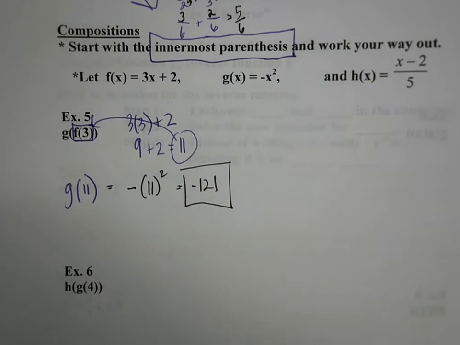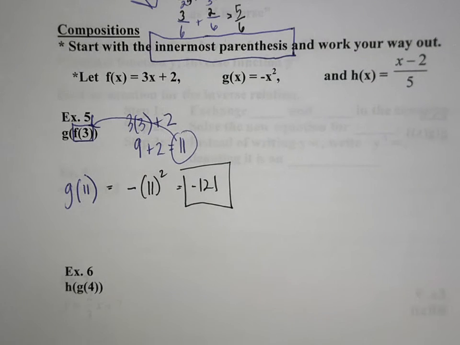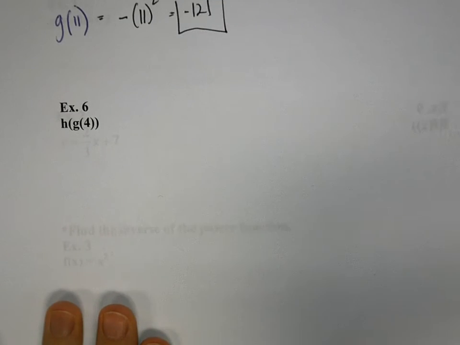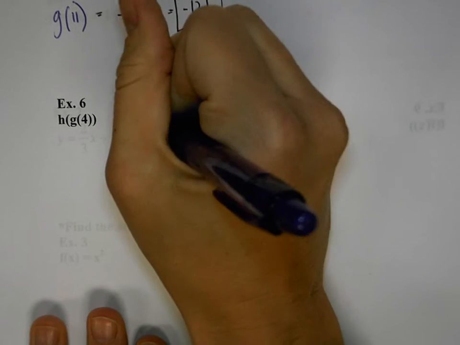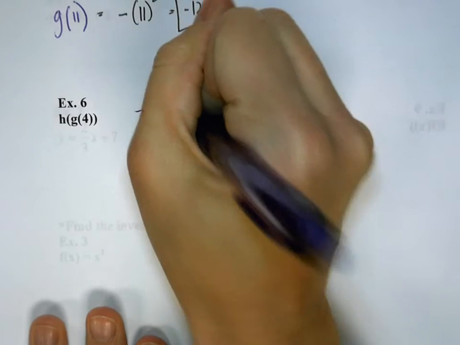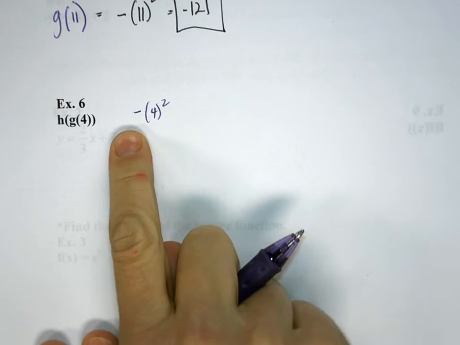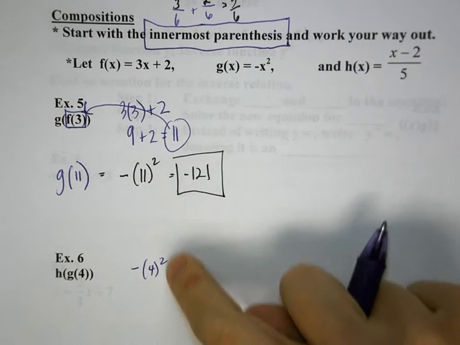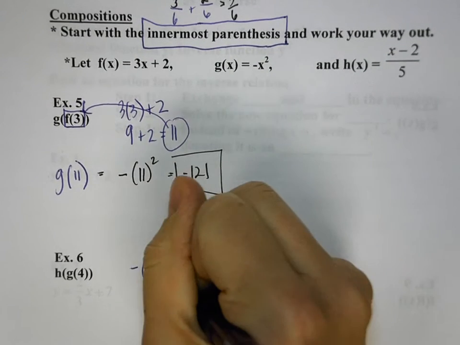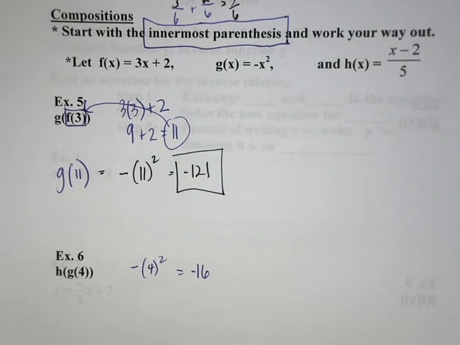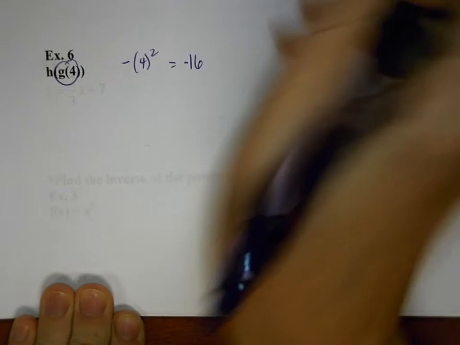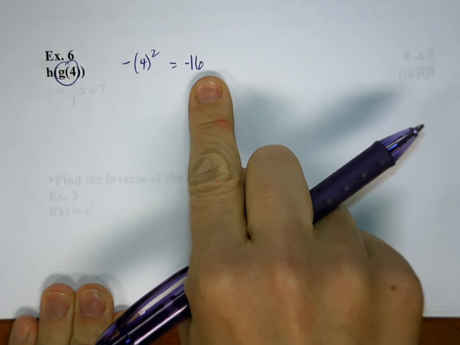Okay, so it looks like a lot of you got it correct. A few of you didn't. So I start with G of 4. So I go to my G equation and I have negative 4 squared. What you need to remember is that the square is not touching the negative. So we square that number and we end up getting negative 16. So now I have this G of 4 was actually negative 16.